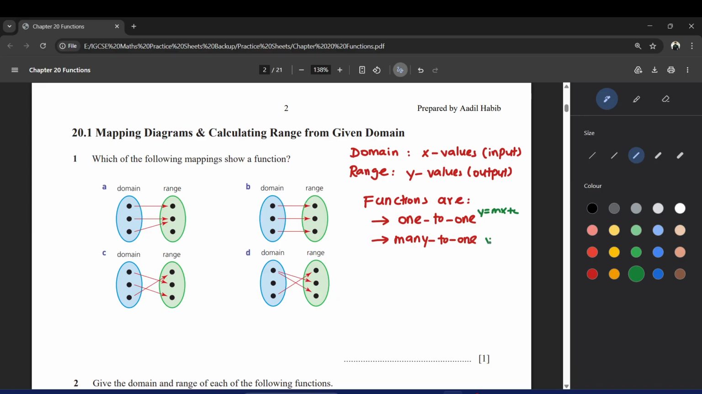For many to one, a quadratic equation is one of the examples. Because if I put, let's say, x equal to minus 2, I would get 4. If I put x equal to positive 2, I would still get 4. So you see, for two different domain values, I'm getting the same range value. So in order for a mapping to be called a function, the condition is that the domain should always map to just one range value. Now based on this concept, we will look at question number 1: which of the following mappings show a function? So let us see.